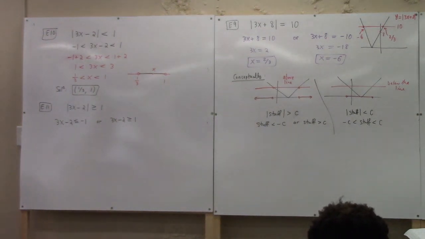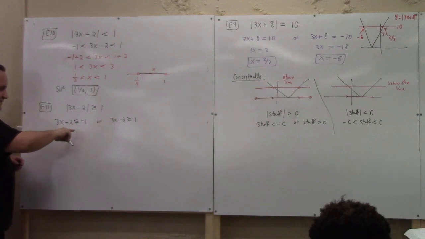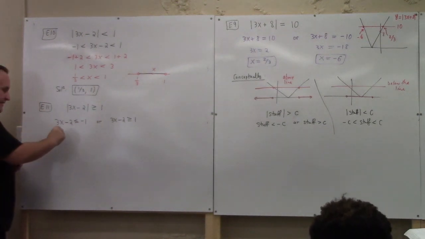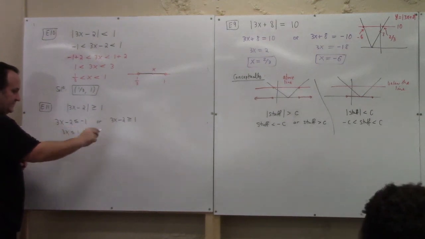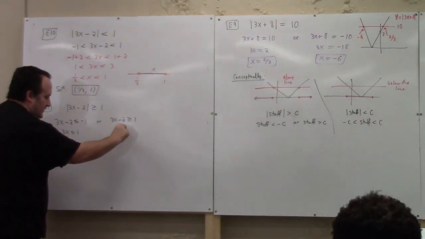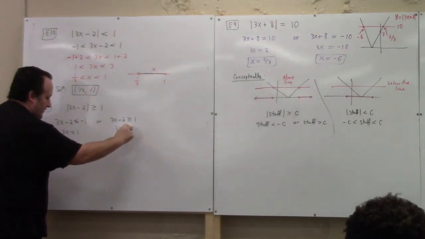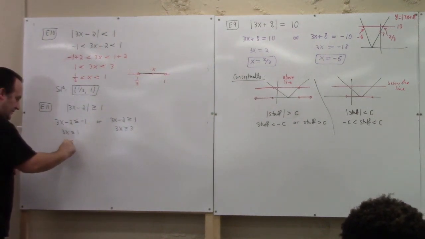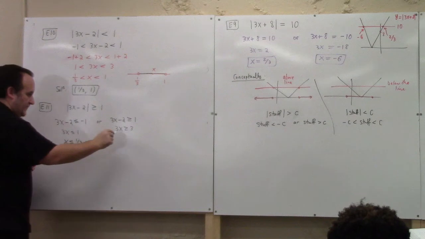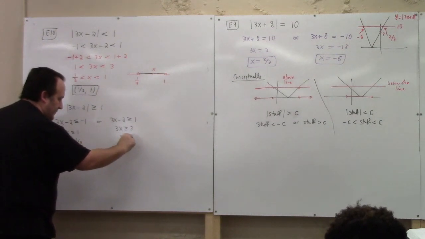So we have to solve these separately, all right? So this is 3x less than or equal to, add 2 to both sides, 1, right? This is 3x greater than or equal to 3. Divide by 3, x less than or equal to 1/3. Over here, x greater than or equal to 1.